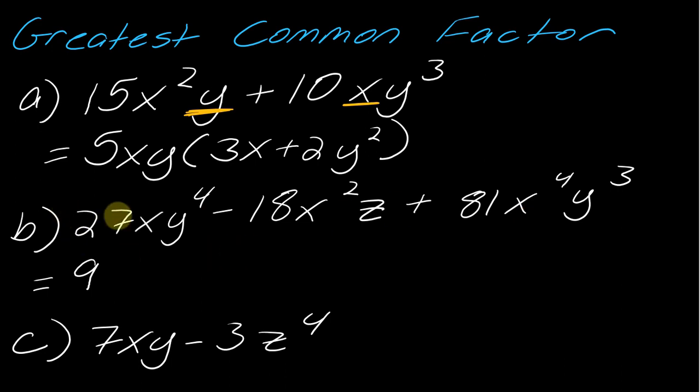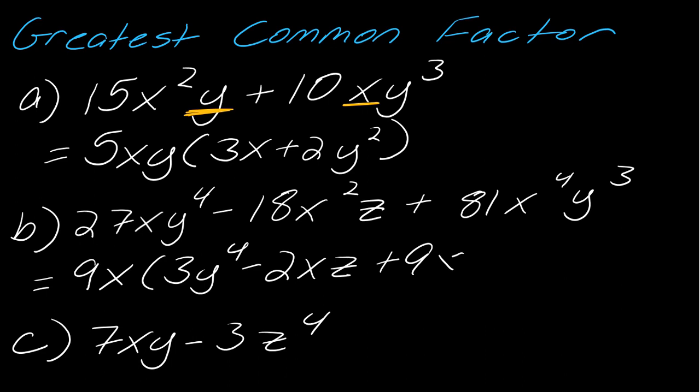So then as I look across all of these terms, what's my lowest power of x? It's this one right here. So I'm just going to factor out 9x, and then I'm left with 3y to the 4th minus 2. So I'm still going to be left with 1 x and then the z, and then plus 9x cubed y to the 3rd. And so there you go.